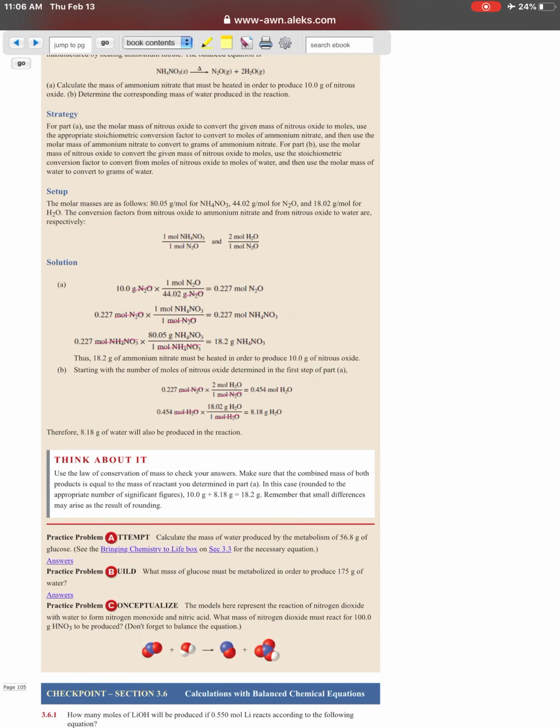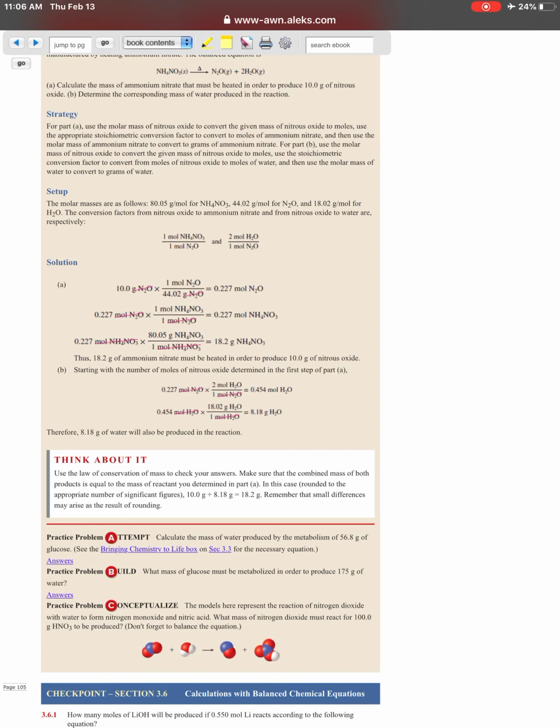N2O, 44.02 grams per mole. Where did that come from? 2 nitrogens, 1 oxygen. You're looking those up in the periodic table or some other table. Water, 18.02, 2 hydrogens and 1 oxygen. You're going to use those molar masses in these calculations.